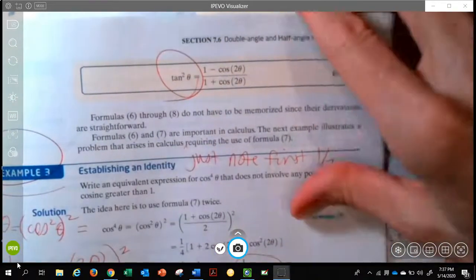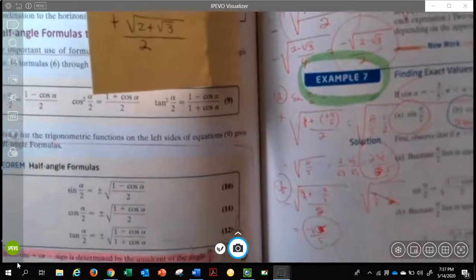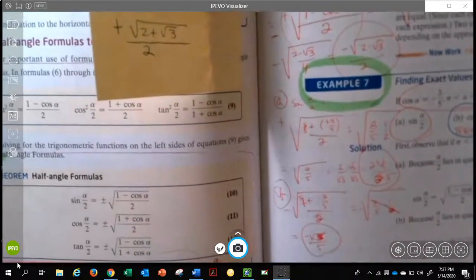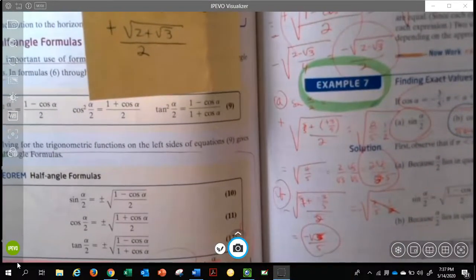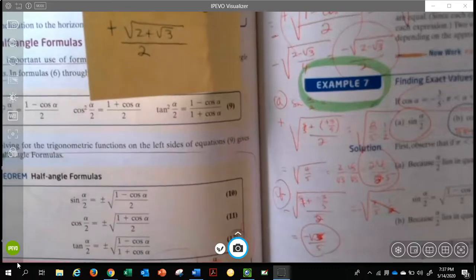So you have those, and I mentioned the half angles, which are down on the bottom of this other page. I've already said memorize one of each of these, and the tangent gives you a couple of other versions, so just pick the one that you like.